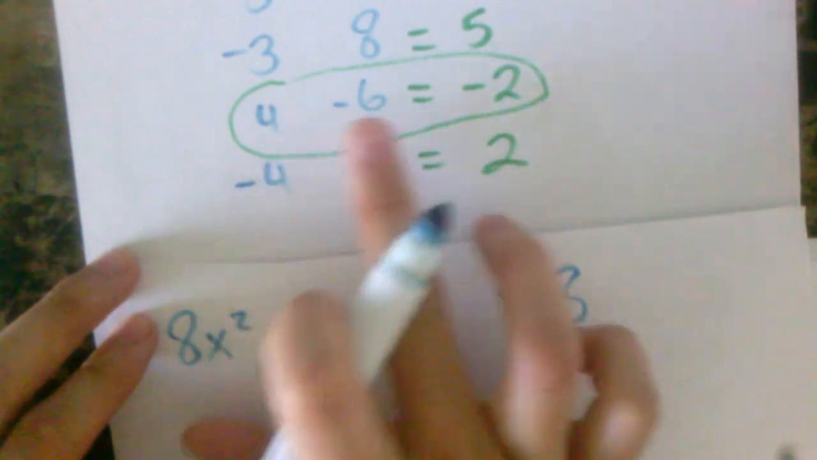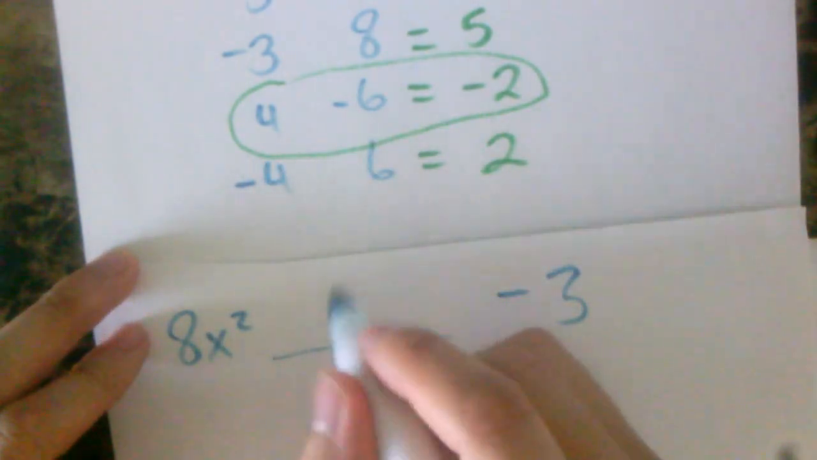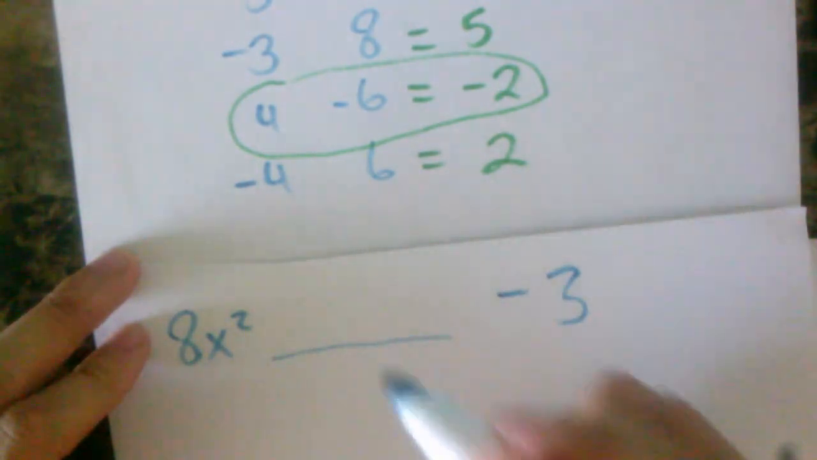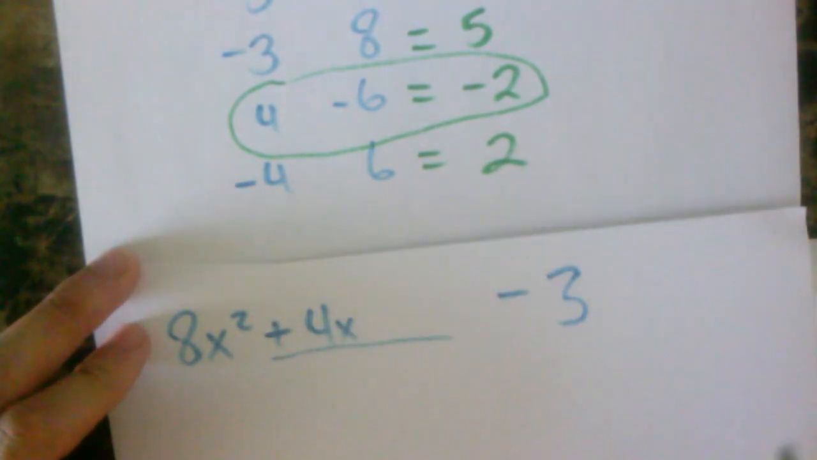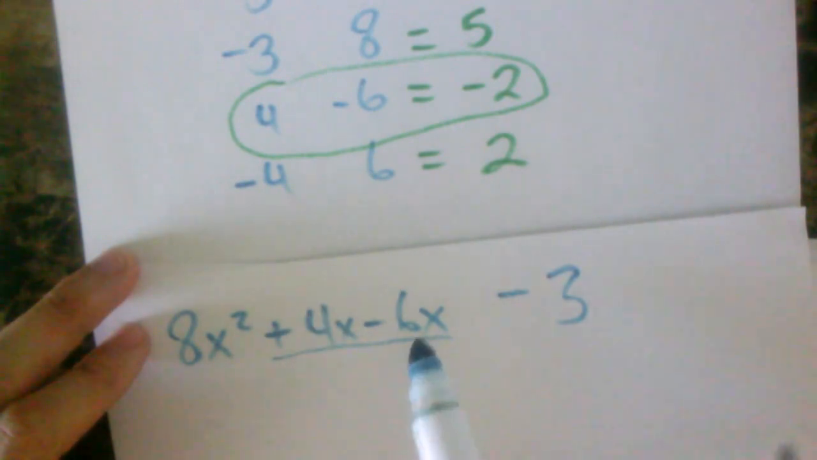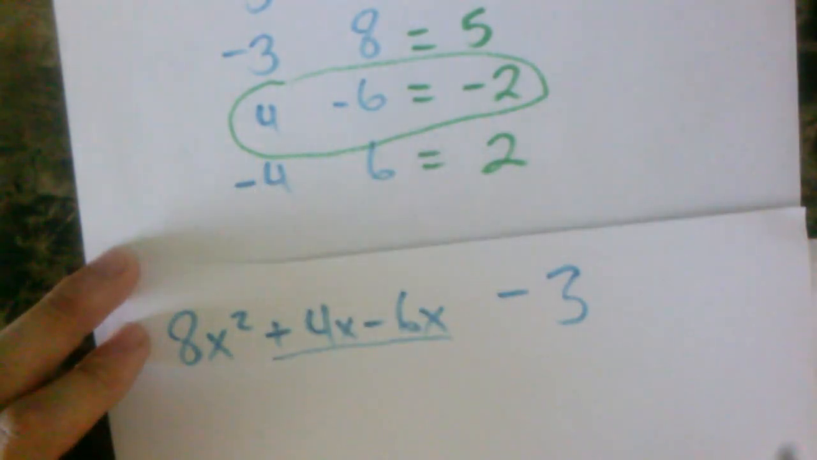So if these are the factors that you need, you're going to replace your middle term with this. So we'll write them in any order. You could write this as negative 6x plus 4x, or 4x minus 6x. And I'm going to write it in that way. So I'm going to write plus 4x minus 6x. The only reason I wrote them this way is A, because I'm going to like it more this way, and B, because that's the order I wrote them in up here.